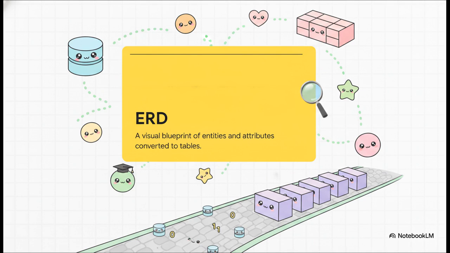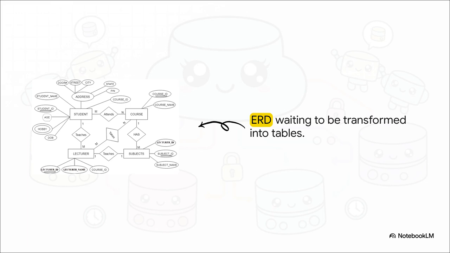To make the database actually functional, we have to pave real roads by converting that visual blueprint into strict row and column tables. What the architect starts with is this massive, complex web of students, courses, lecturers, addresses. Honestly, it looks a bit like a constellation. But we can't just shove a web into a relational database. It doesn't work like that. We have to systematically break down every single oval and rectangle using a very strict set of conversion rules.